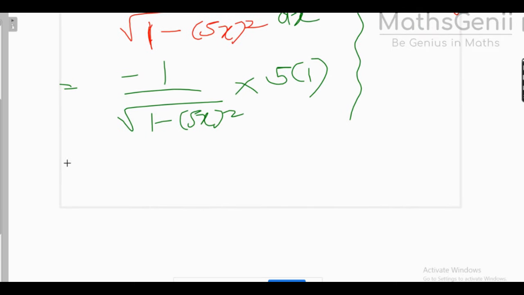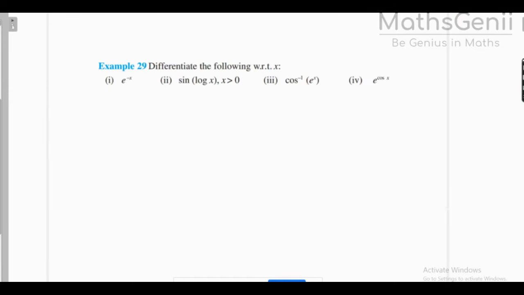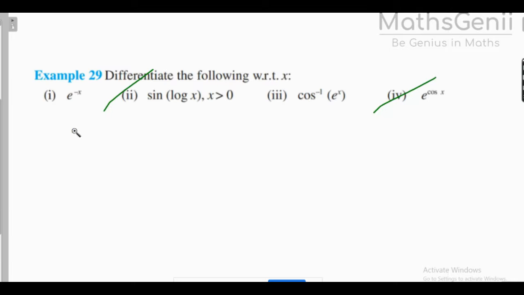You can of course open the bracket. So it will be minus 5 upon root of 1 minus 25x squared, since 5 square is 25. Okay. It's that simple. Now let's try more examples on chain rule. A few I will have you guys solve. I'll solve the last one and I'll probably solve the second one also. The rest two you can answer in the comment box and let me know what answers you are getting.